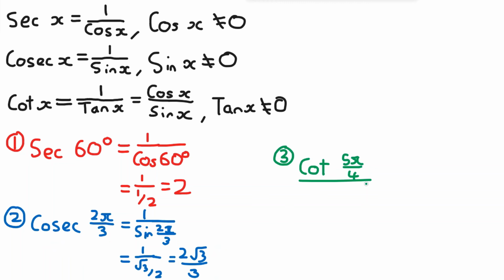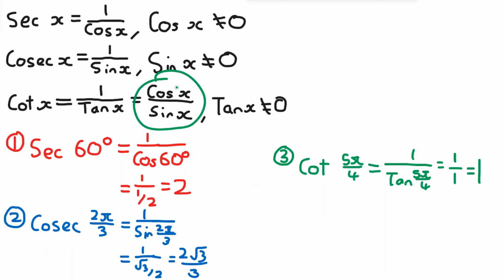And then finally, cot of 5 pi over 4. There are obviously two ways you can do this. The first way is to do 1 over tan of 5 pi over 4, like this, which, if you put tan of 5 pi over 4 into a calculator, is equal to 1, so it's just 1 over 1, which is equal to 1.